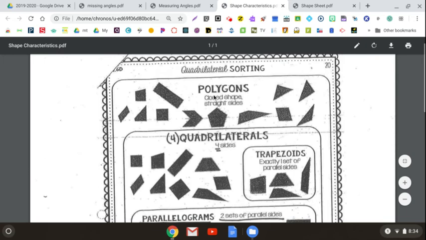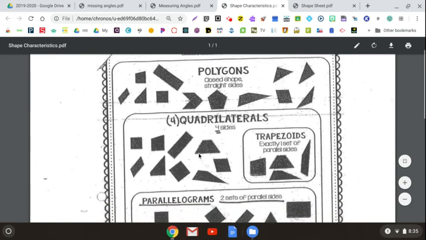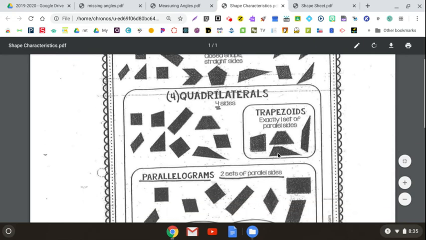So you have polygons, which are closed shapes with straight sides. And notice these could be anything. Here's a pentagon, a triangle, a rhombus, a trapezoid, a square, all these things. Then we have quadrilaterals, 4 sides. And here's some. Notice here are the trapezoids. They're off by themselves. They have exactly 1 set of parallel sides.